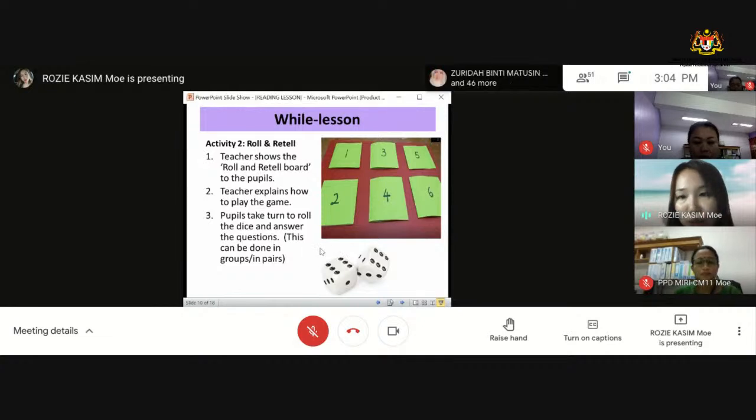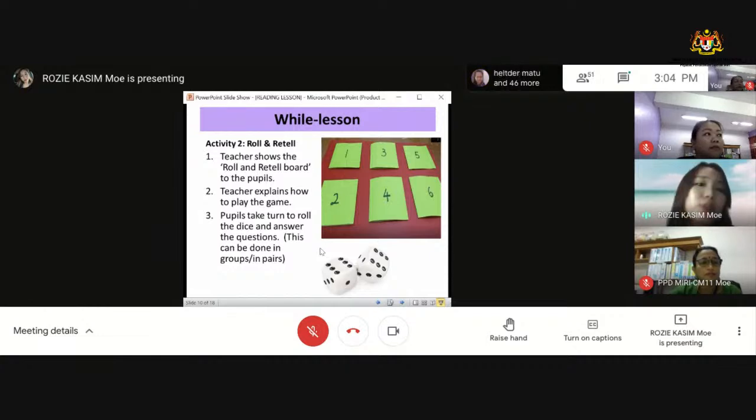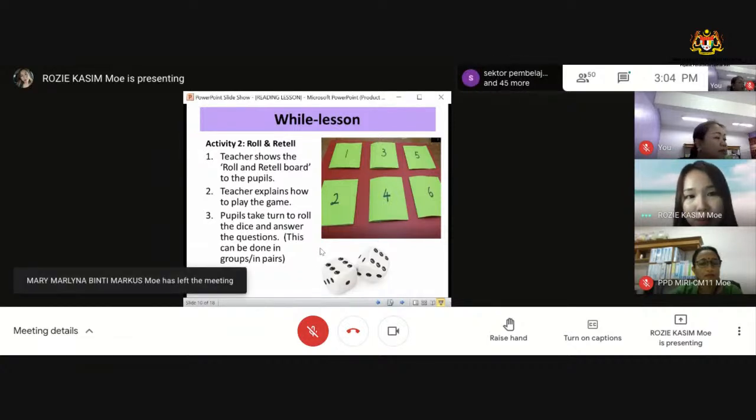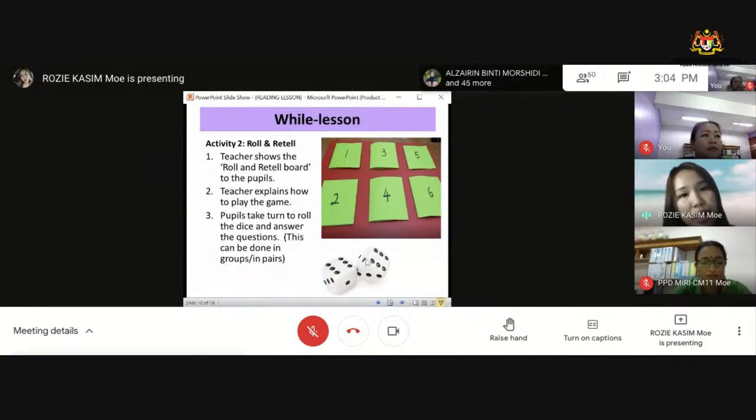This can be done in groups for a large number of pupils, and in pairs. In my school, usually I let them do it in pairs. Pupils will take turns to roll the dice and answer the questions in the cards. First they roll the dice, and if they get, like, number 6, they will open the question in card number 6.